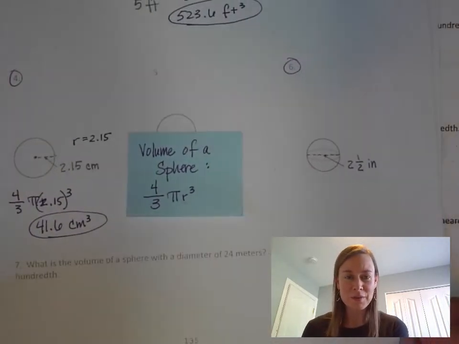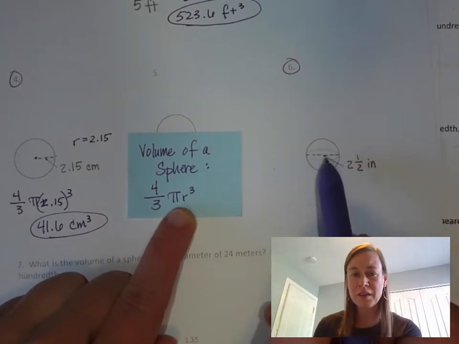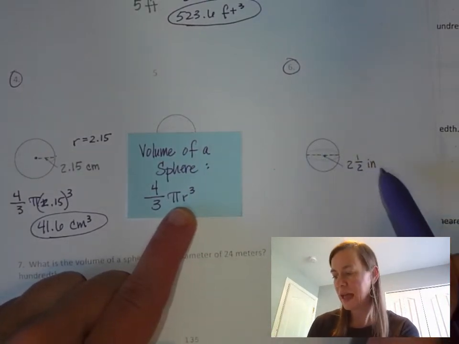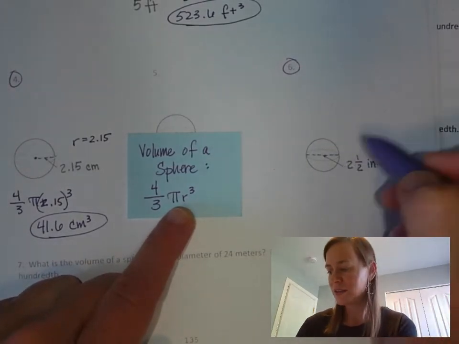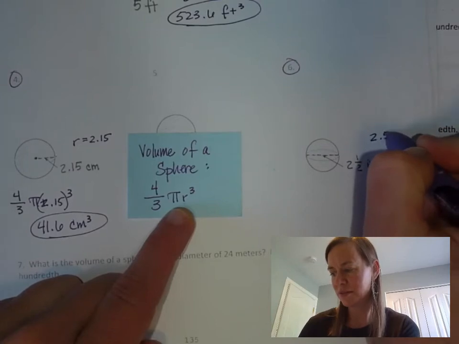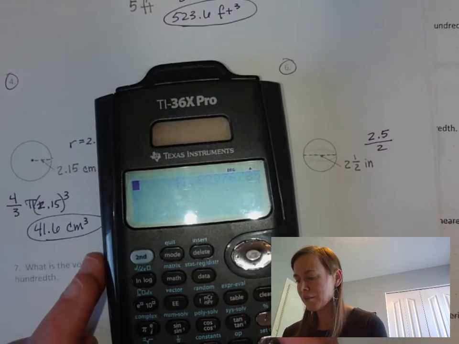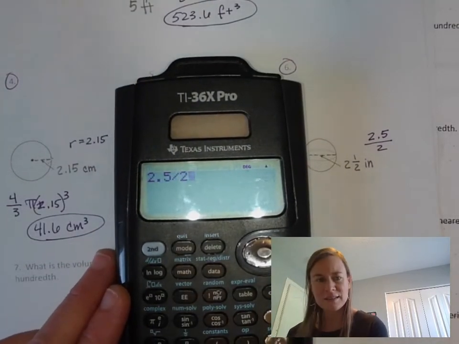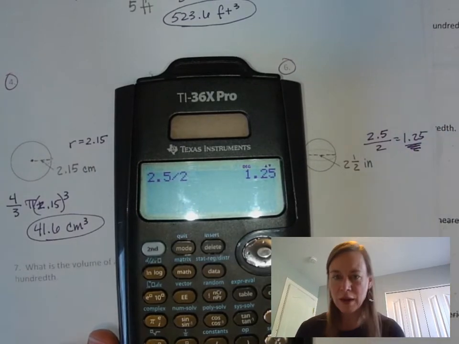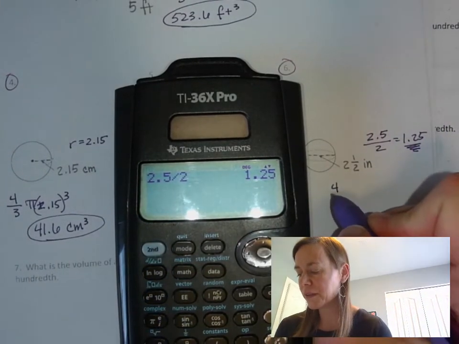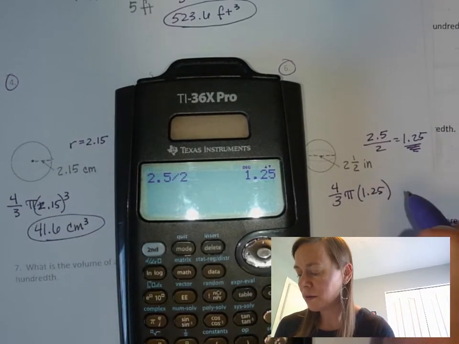Using that same formula, we need 4/3 pi r cubed. So what is the r here for this sphere? Actually, it looks like the diameter is 2.5. So we need to take half of that in order to find the radius. So I'm going to take my 2.5 and divide it by 2 and see what that gets me. Maybe you can do that in your head, or maybe you want to use a calculator. It's okay either way. That's going to be 1.25. So this is my radius, and let's plug it into the formula. 4/3 pi r cubed. And instead of r, I'm going to write 1.25.